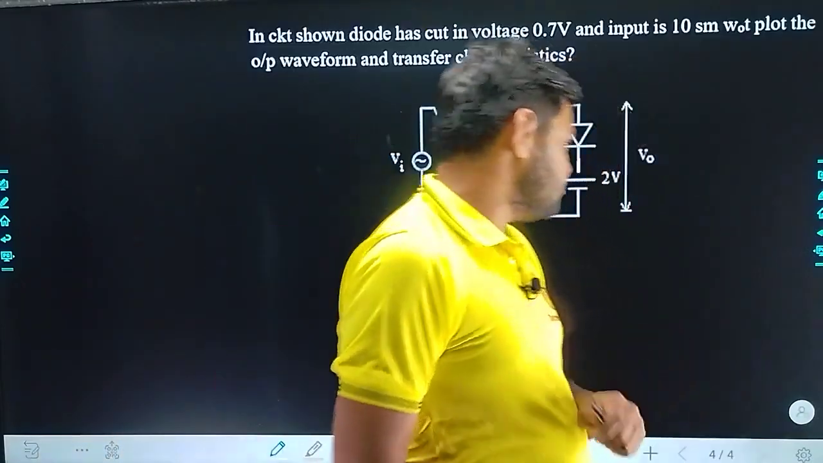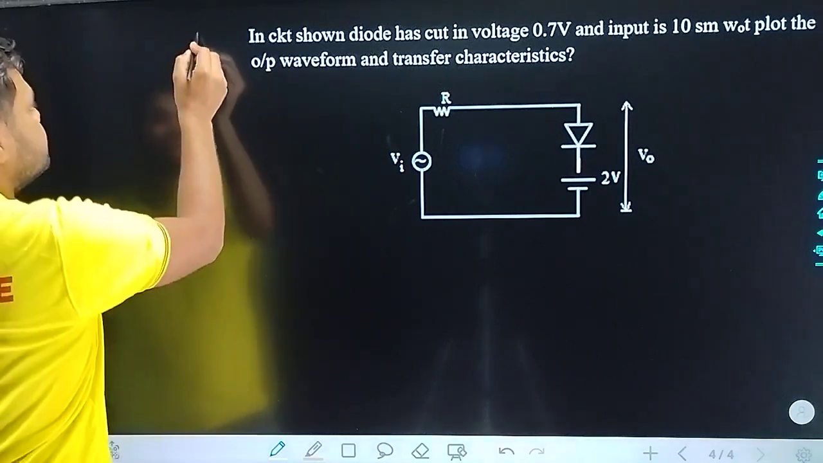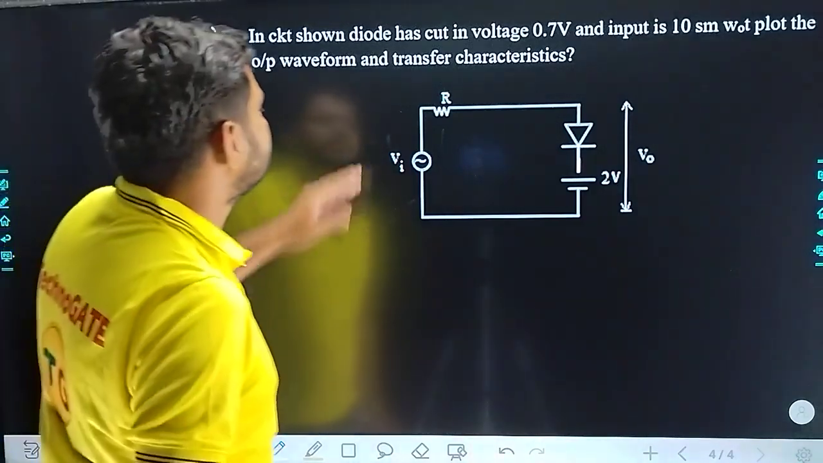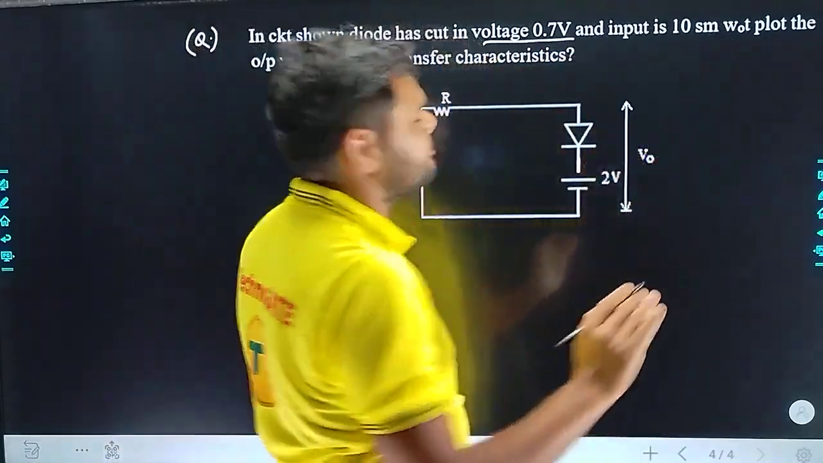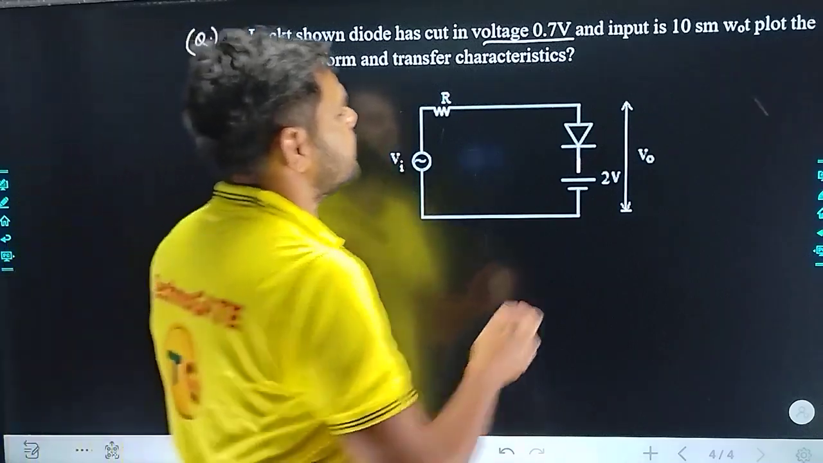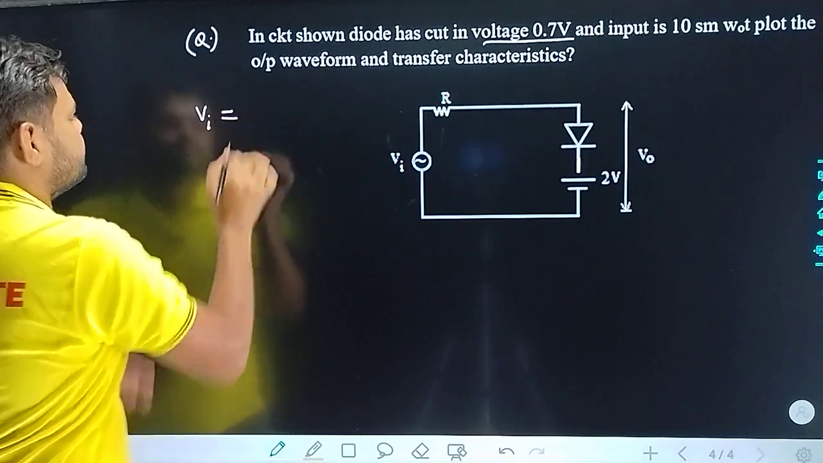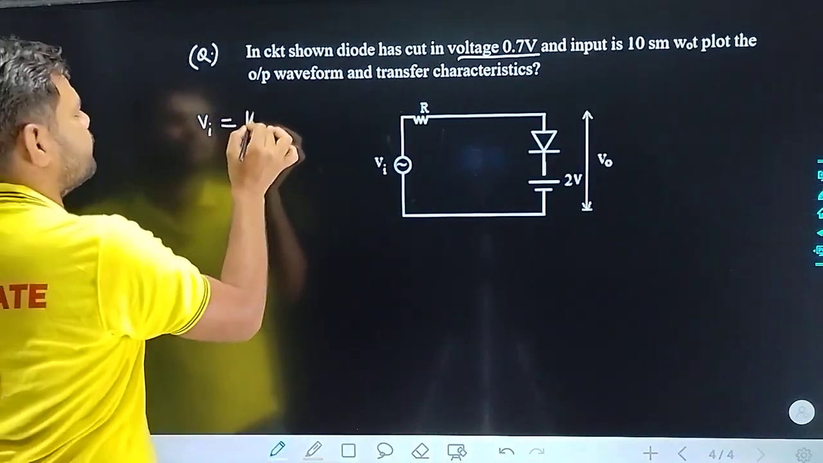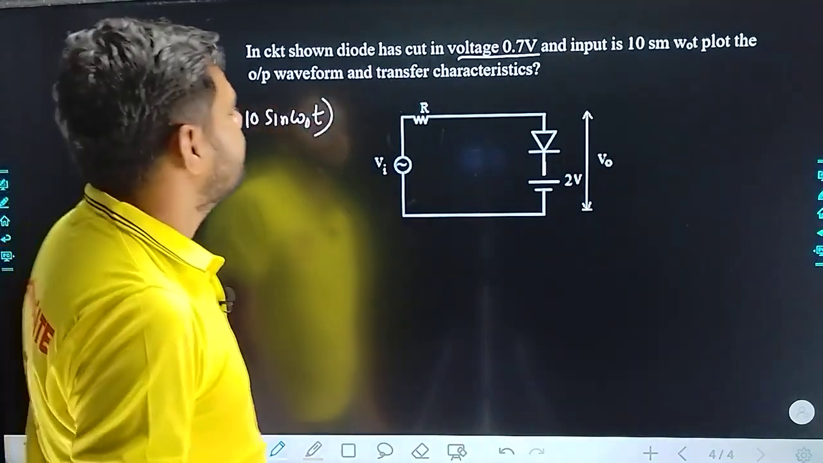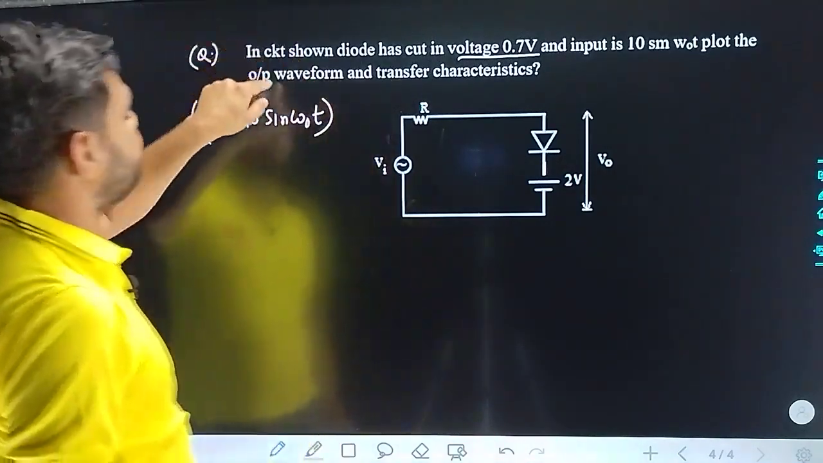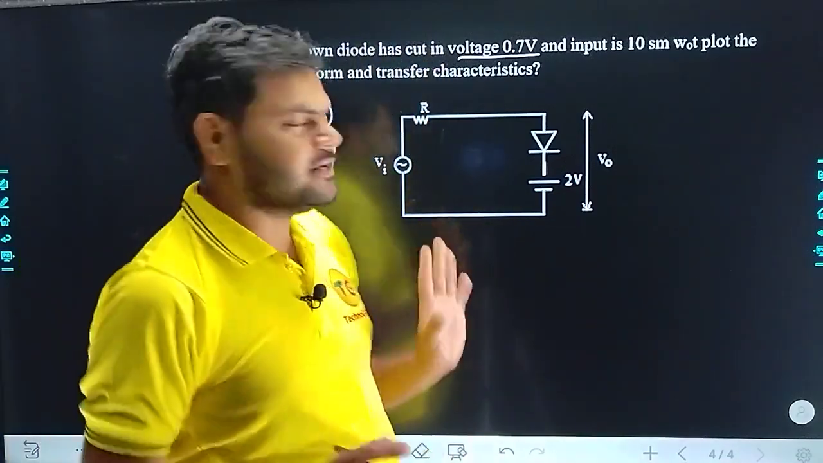Okay, so see this question. I'm going to read this question for you. In the circuit shown in the figure, the diode has a cut-in voltage of 0.7 volt. They have provided a 0.7 volt cut-in voltage, and the input is 10 sin omega naught t. If you are getting confused with what they have written, I'm writing it properly for you: V input is 10 sin omega naught t. Plot the output waveform and transfer characteristics. They are asking for the output waveform and transfer characteristics.